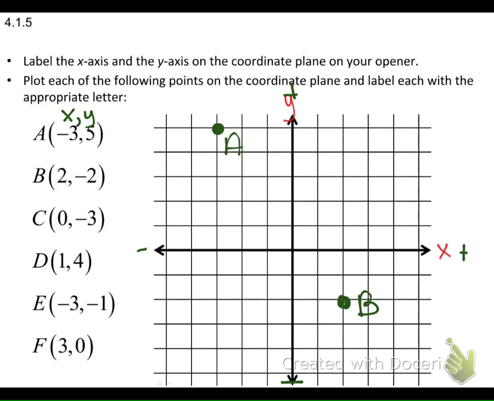Raise your hand if you think you can do number 3. It's a little bit trickier. All right, Michael, where do I start? Place a C.